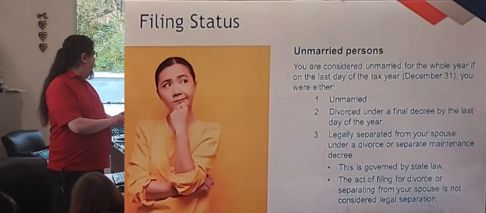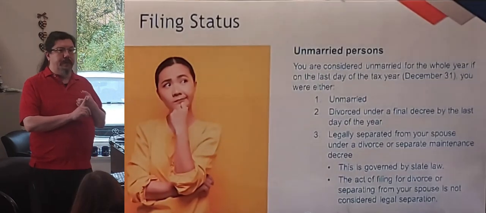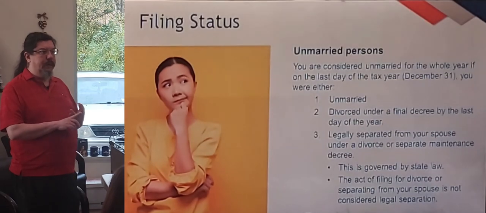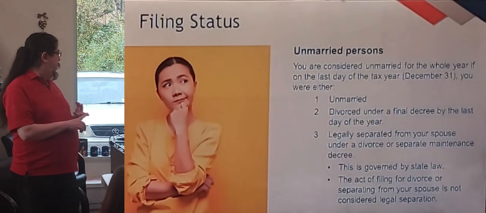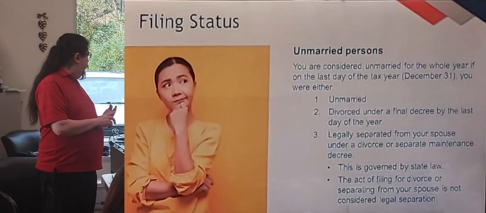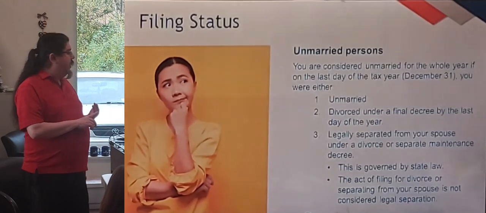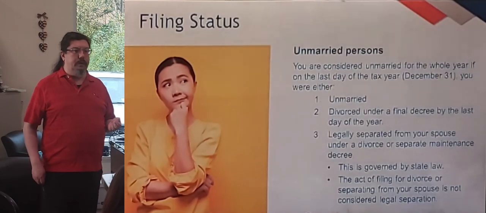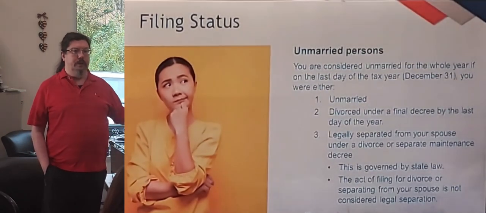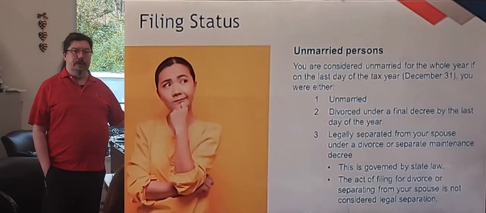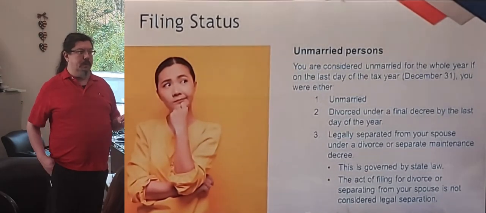So you are considered unmarried for the whole year if you have never been married. That's the first one. If you were divorced under a final decree of divorce or separation by the last day of the year, and that has to be what's called a final decree. There's also something called an interlocutory decree, which means during the trial. So you could get a decree of separate maintenance while the divorce is still ongoing. That is not a final decree, so you would still be considered married for tax purposes under that.